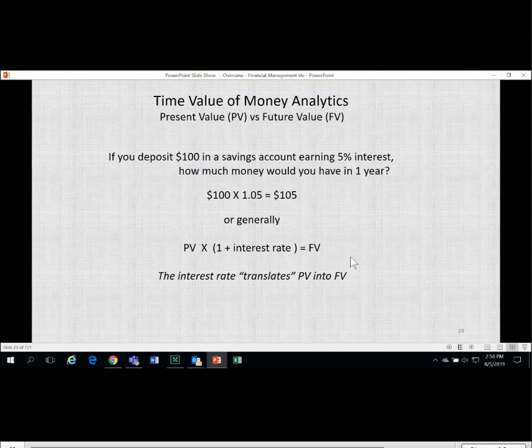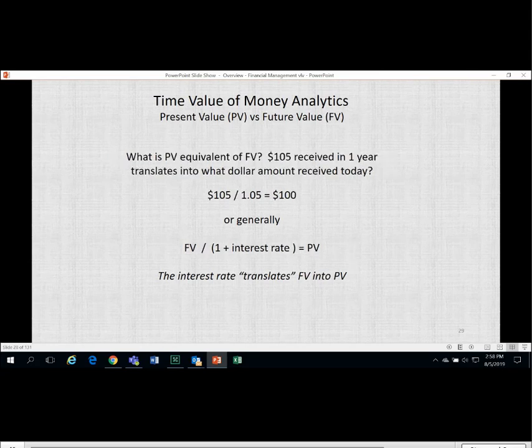Well, we can go in the opposite direction. What is the present value equivalent of future value? If you receive $105 in 1 year, what is the value today? Well, we do the opposite. We take $105, we divide by 1.05, we get $100. Or generally speaking, take future value, divide by 1 plus the interest rate, we get present value. So again, that interest rate is translating future value into present value.